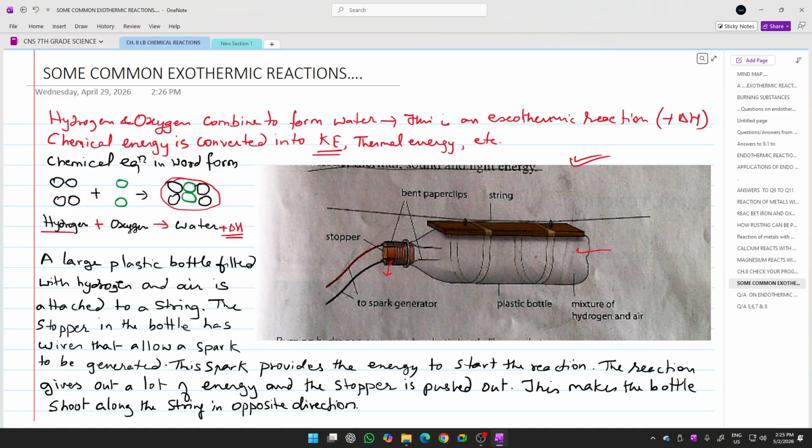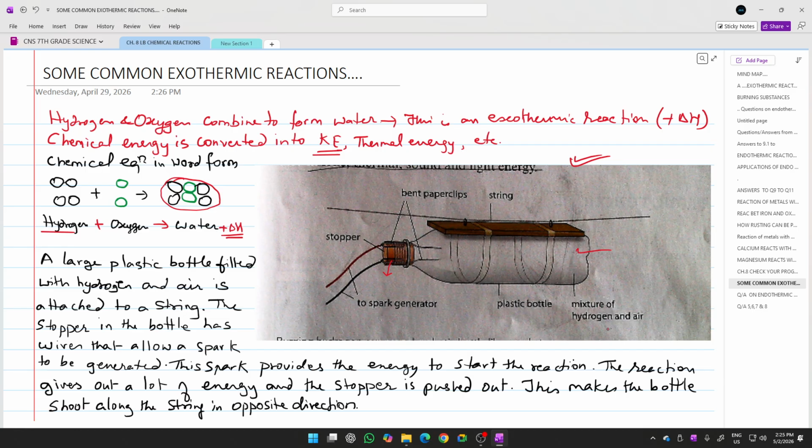Inside the bottle there is already air present, and hence there is oxygen present. Wherever there is air, there will be oxygen. So oxygen is present in the bottle, and we have also put some hydrogen gas in this water.